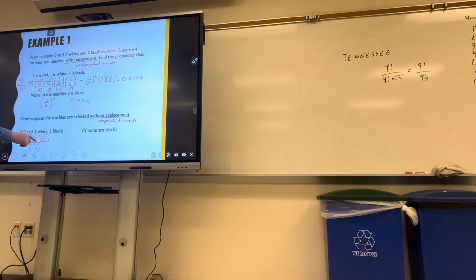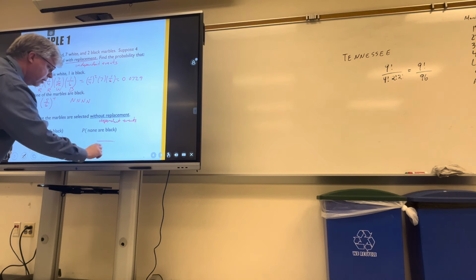This is 3 times 7 times 2. So 42. Is this the 495? Maybe this is 495. 12 choose 4. Can someone crunch that? I know there's a 495 in these slides somewhere. Yeah. Is that it? Okay. Okay, so this is like a little under 10%, right? Okay, and then the none are black.